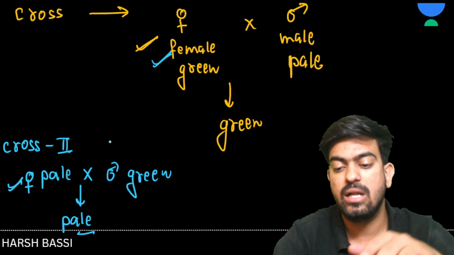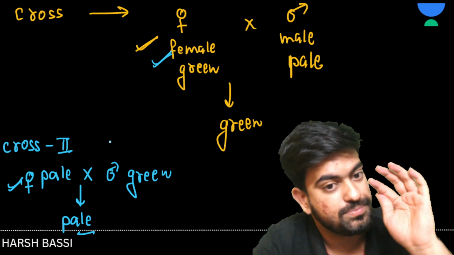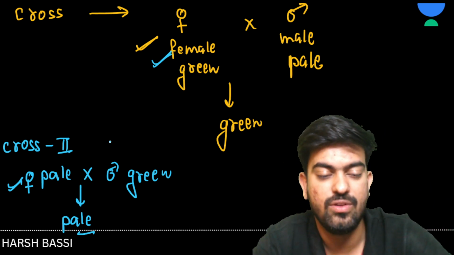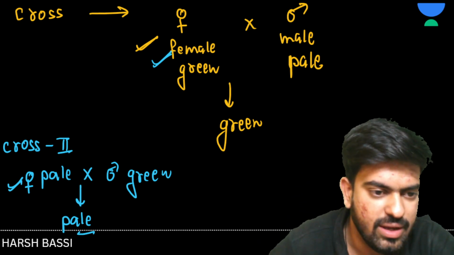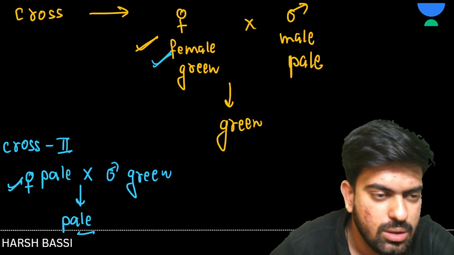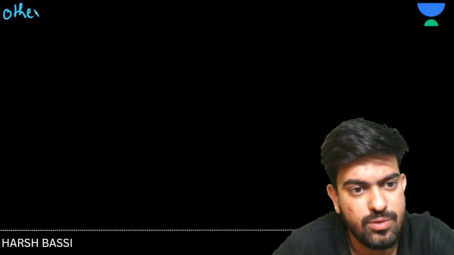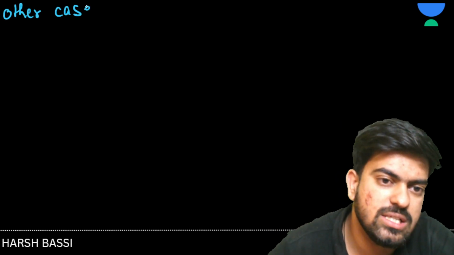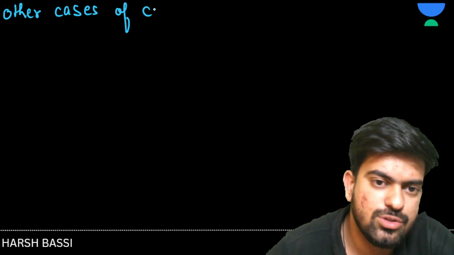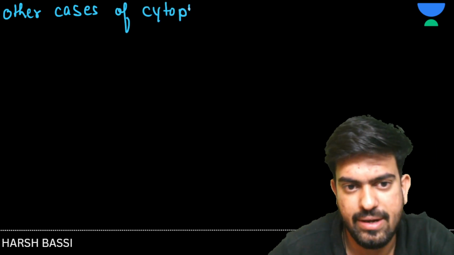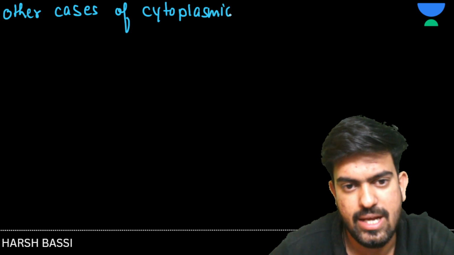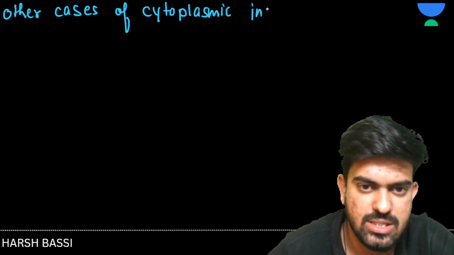Now, this was the example of cytoplasmic inheritance. Clear? What other cases of cytoplasmic inheritance do we have to remember? Other cases of cytoplasmic inheritance.